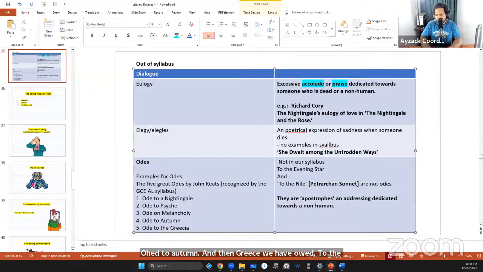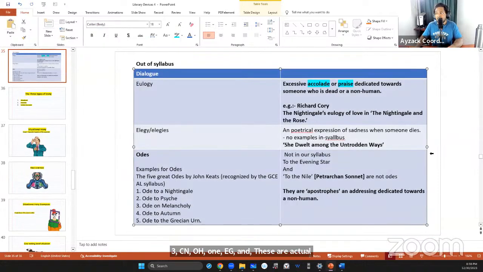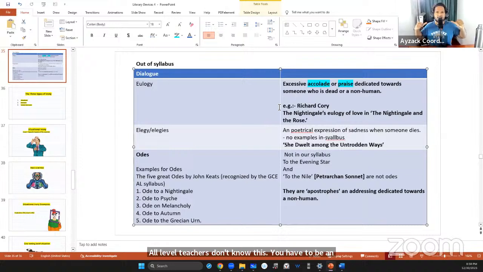Grecian, with one E, Grecian urn. These are actual odes. To the Evening Star and To the Nile are not odes. O-level teachers don't know this. You have to be an A-level teacher to know this. You have to be a real A-level literature teacher teaching O-level to know what real odes are.